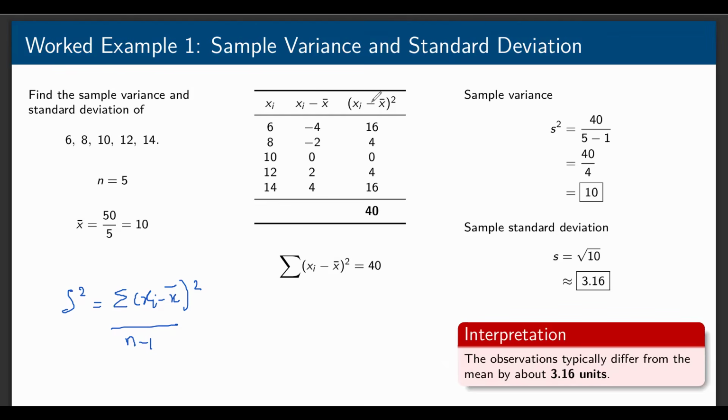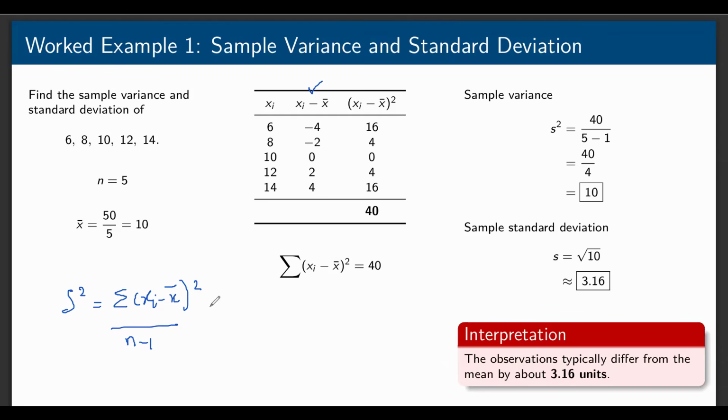Now let's square. This column says xi minus x bar all squared. So you're going to square all the items in column 2. Negative 4 squared is 16. Negative 2 squared is 4. 0 squared is 0. 2 squared is 4. And 4 squared is 16. When you sum everything here, you get 40. So the summation of (xi minus x bar) squared is 40.